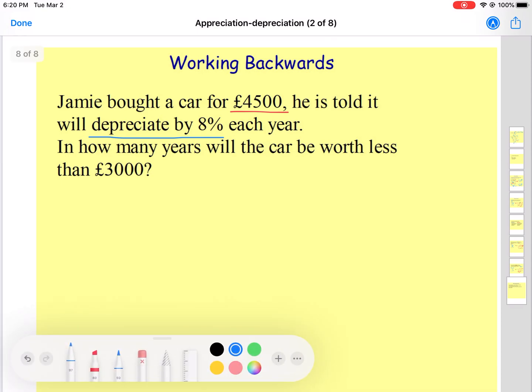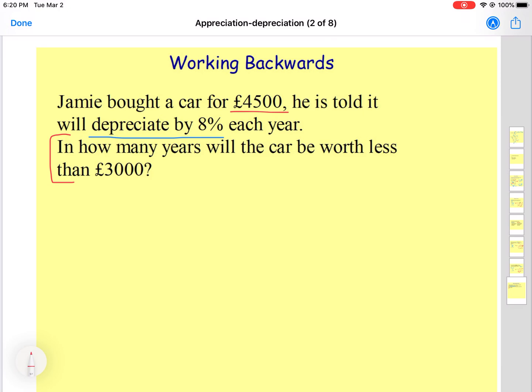Now this bit down the bottom here asks us, in how many years will the car be worth less than 3,000? There are many, many ways in which you can do this. My most preferred way is trial and error. So I would say, let's find the multiplier first.